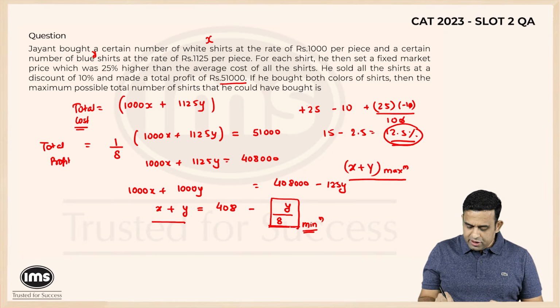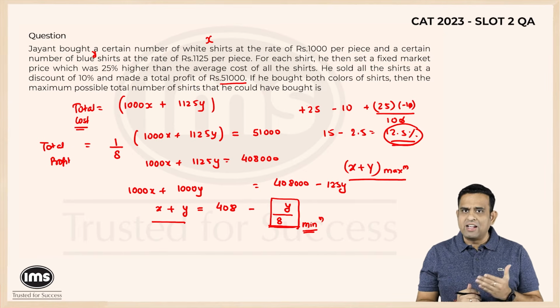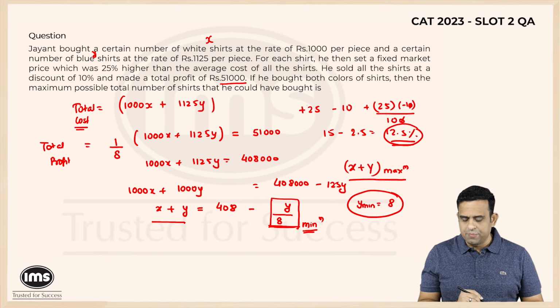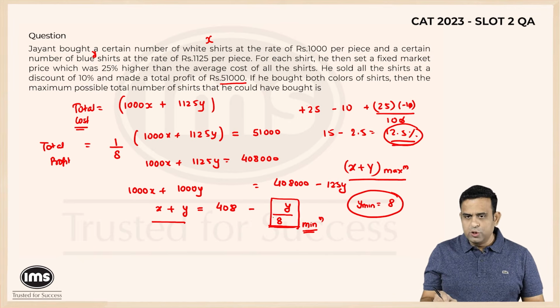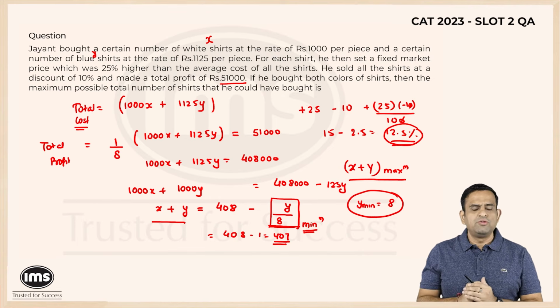So if I want this part to be an integer, the value of y needs to be a multiple of 8, and as a natural number, the minimum value of y I can take is 8. That will give you 408 minus 1, which is 407. And hence the answer for this question would be 407.